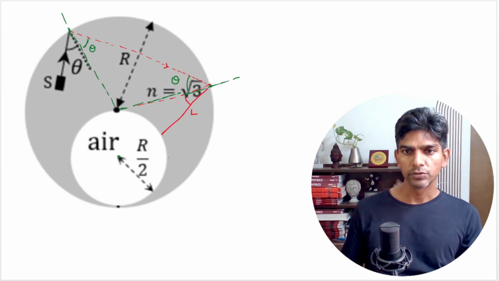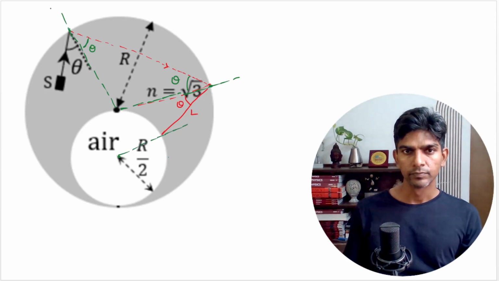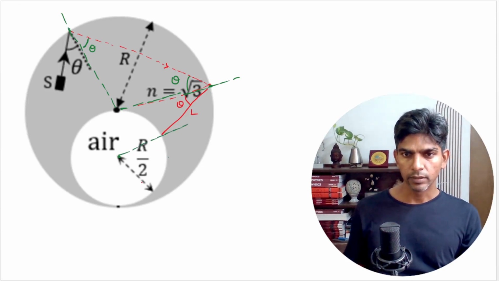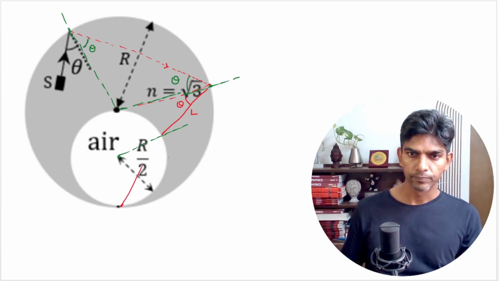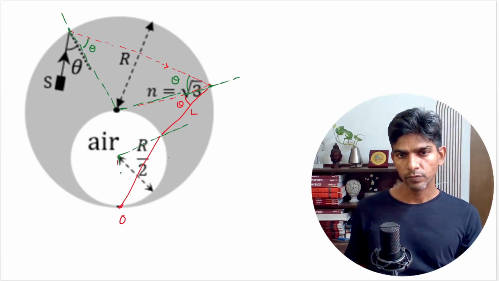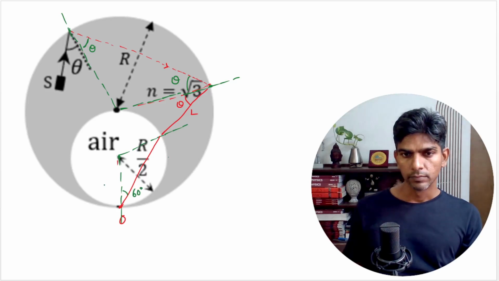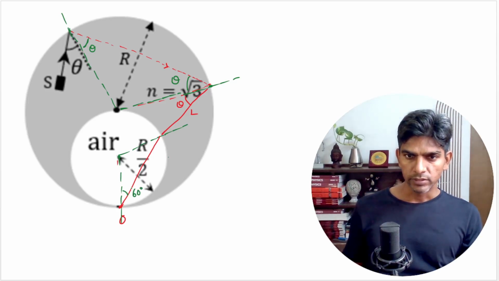So this angle is also theta, and this is the normal, and then it will bend away from the normal and hit O, right? And this angle will be the Brewster angle, right? So this angle will be 60 degrees. So this is 60. We know this angle should also be 60, right?